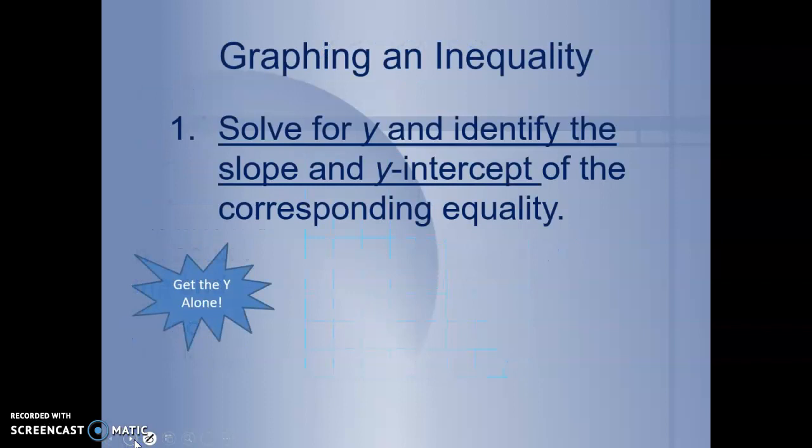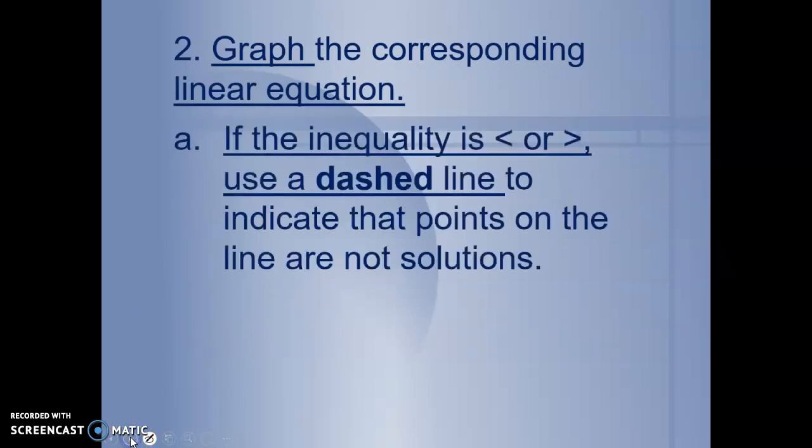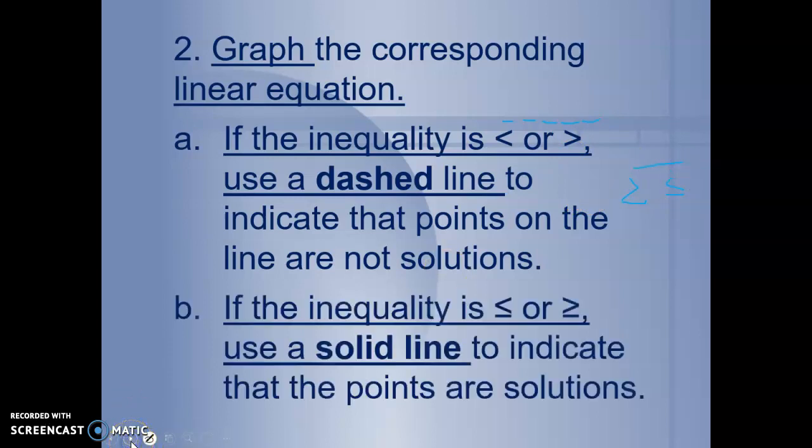When graphing an inequality, remember to solve for y and identify the slope and y-intercept of the corresponding equality. Then graph the linear equation. If the inequality is less than or greater than, use a dashed line. If it's greater than or equal to, or less than or equal to, we'll still use a solid line to show that the points on the line are solutions.